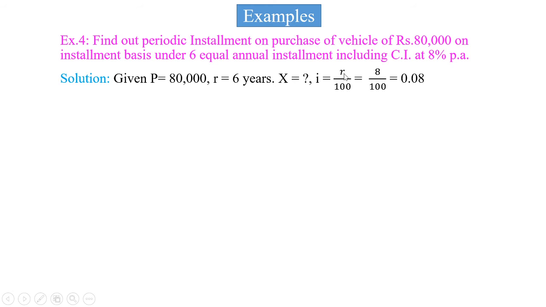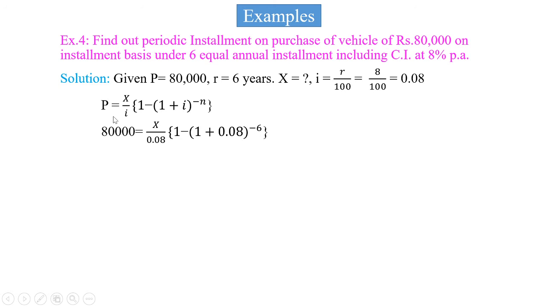Therefore, I = r/100. Rate of interest is 8%. 8/100 = 0.08. We have the formula P = X/I {1 - (1 + I)^-n}. We put the values in this formula. We get 80,000 = X/0.08 {1 - (1 + 0.08)^-6}.